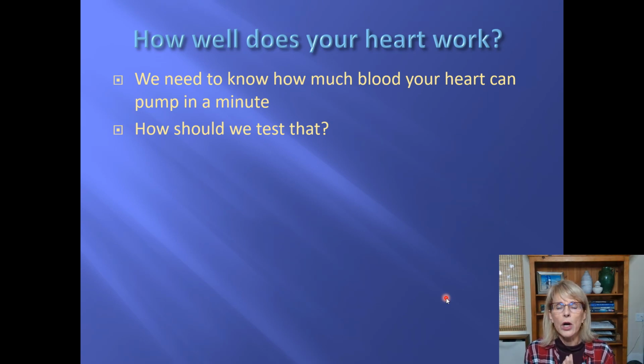In order to know how well your heart is working, we want to know how well it does its job. Well, if I owned a pump, if I bought it and it said it could pump 10 gallons per minute, I want it to pump 10 gallons per minute, right? Then I know my pump is working right. If I bought a 10 gallon per minute pump and it's only pumping 5 gallons per minute, my pump ain't working right. So we want to know that about the heart, but how do we test it?